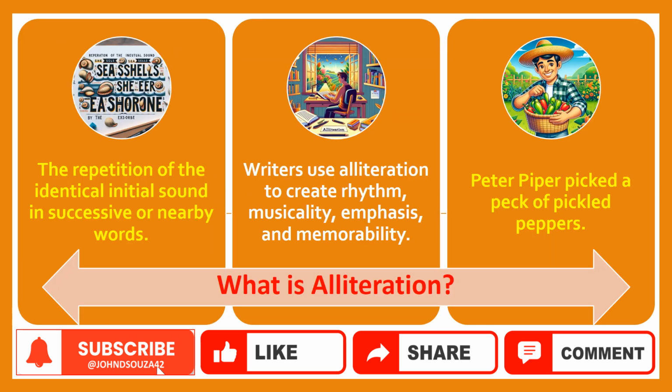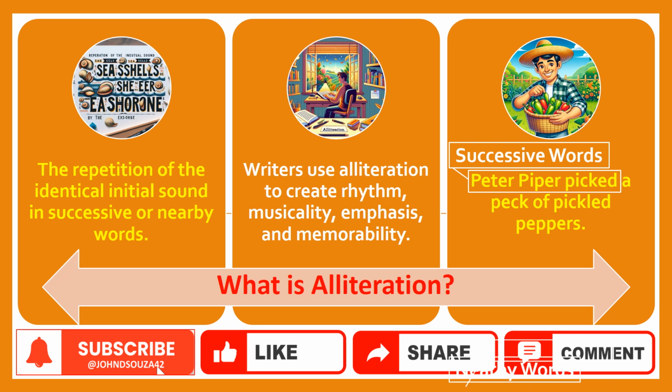Alliteration is a powerful literary device used to create rhythm and musicality in writing. It involves repeating the initial sounds in a series of words, as seen in the example. The example highlights the repeated P sound. "Peter Piper picked" is an example of successive words. "Peck of pickled" is an example of nearby words because the non-identical word "of" breaks the flow.